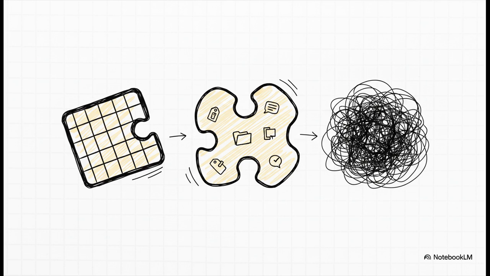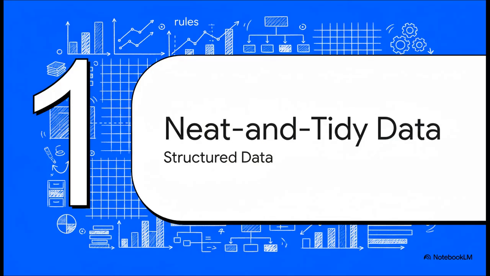Well, the secret is realizing all that information isn't just one giant, messy blob. It's actually a puzzle, and it's made up of three very different kinds of pieces. And here's the cool part. Once you figure out how to fit them all together, a really clear picture starts to take shape. So let's start with the first piece of our puzzle.